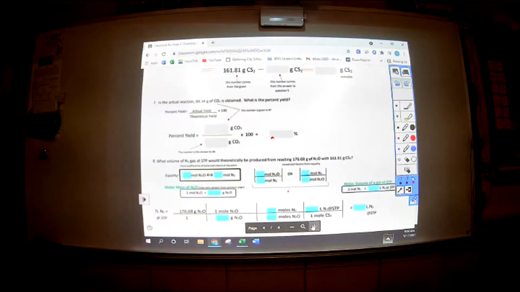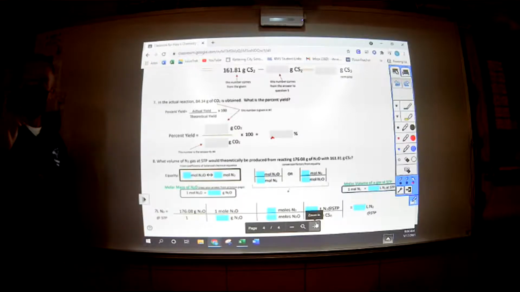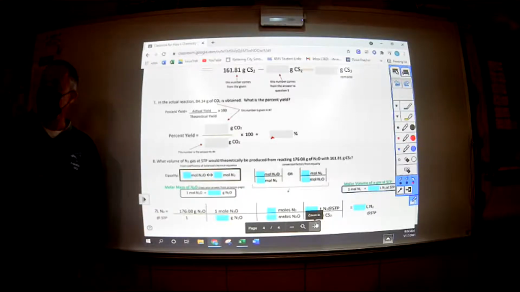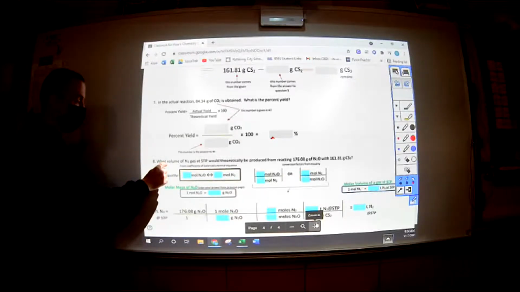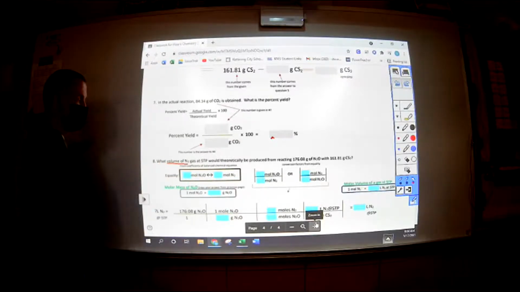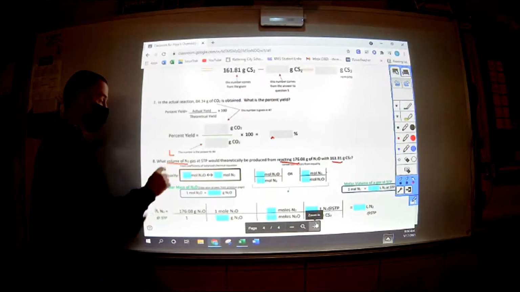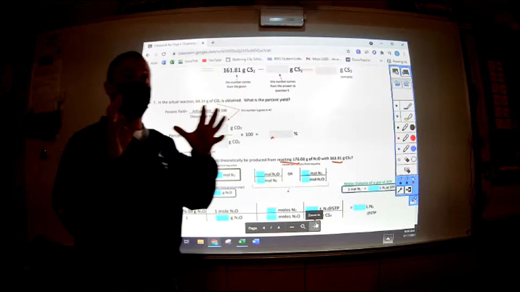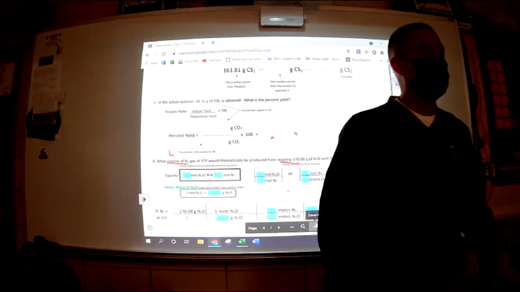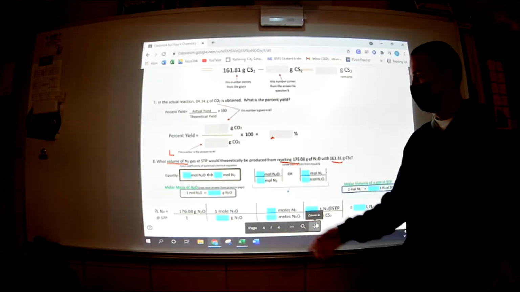Look at our final problem here. They're adding a new one. Are you watching? Some of you are not looking. Please be watching here. Our final problem, they're asking what volume of N2 gas would be produced from this mass and this mass. They're now asking for a volume in liters instead of a mass. So this is no longer a mass to mass. You see that?